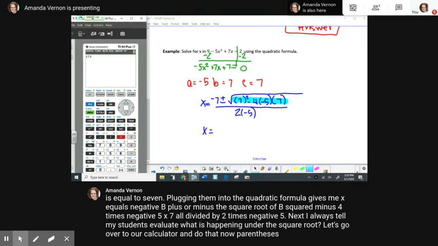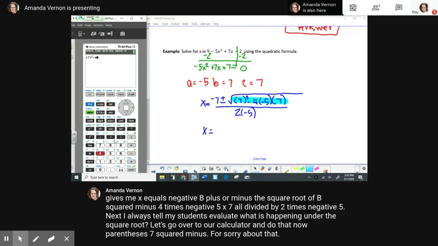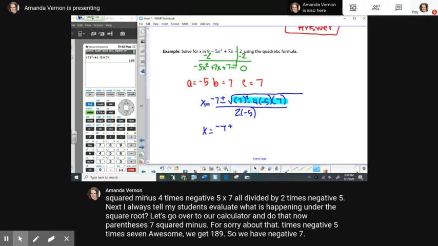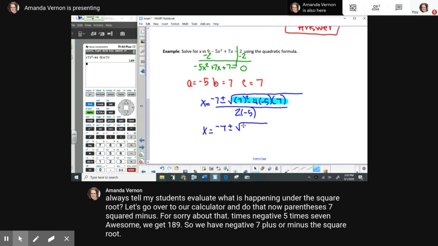Parentheses 7 squared minus 4, sorry about that, times -5 times 7. Awesome. We get 189. So we have -7 plus or minus the square root of 189, all divided by -10.